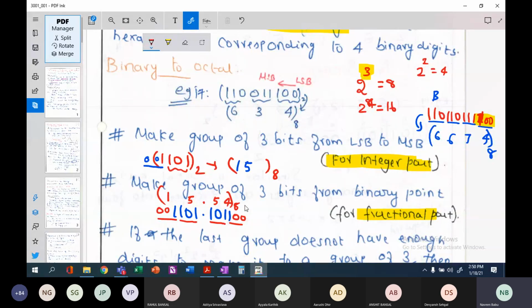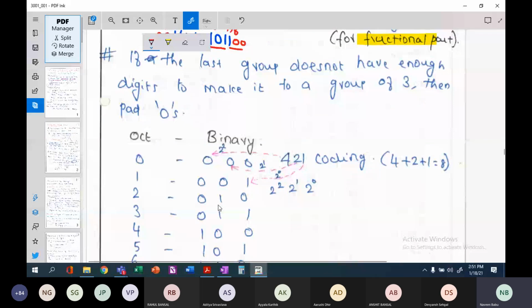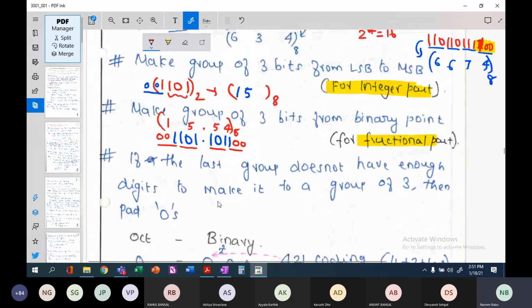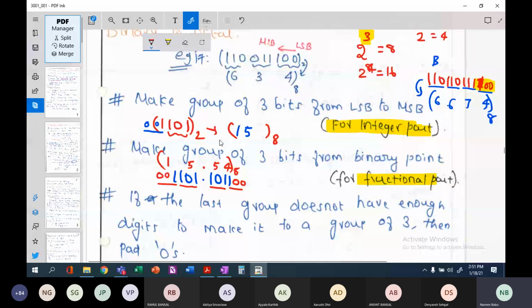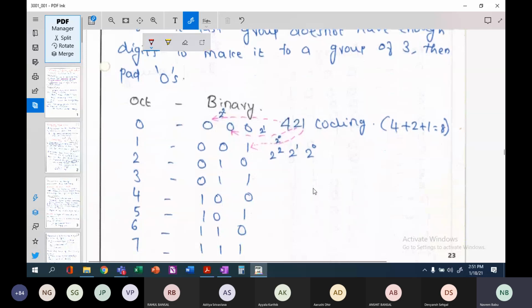So if the last group does not have enough digits to make a group of 3, then pad zeros. You have to add zeros to it. Now, you might ask, how did I write this 1, 5 and all those things? The binary equivalents of these octal numbers you must know: 0 is 000, 1 is 001, 2 is 010, 3 is 011. So this you must remember.